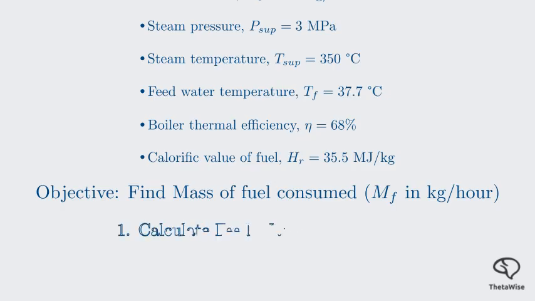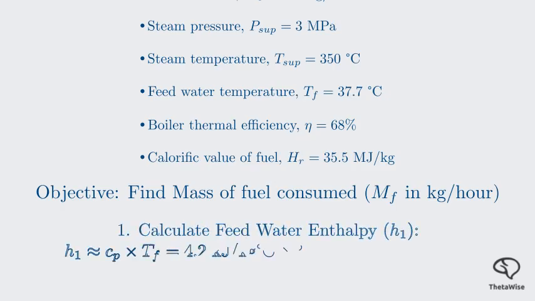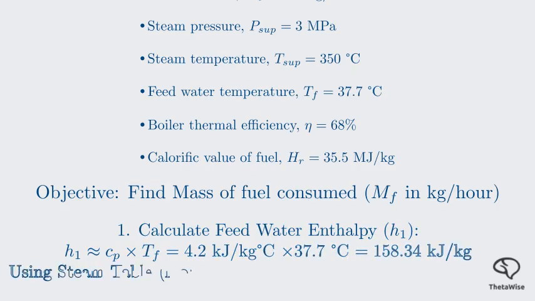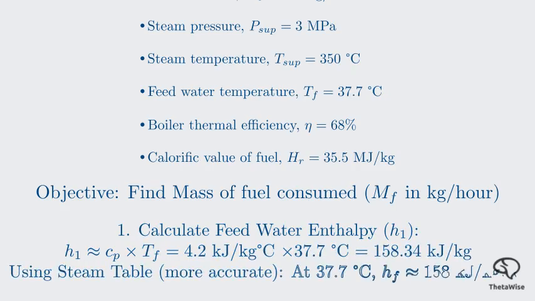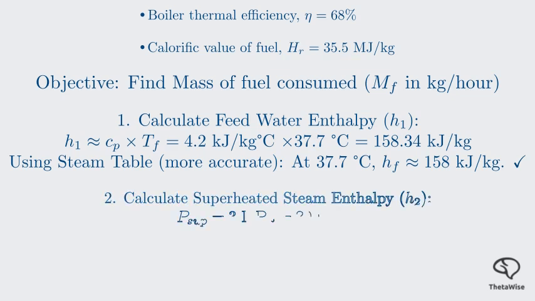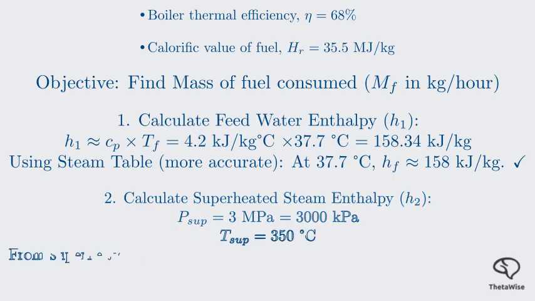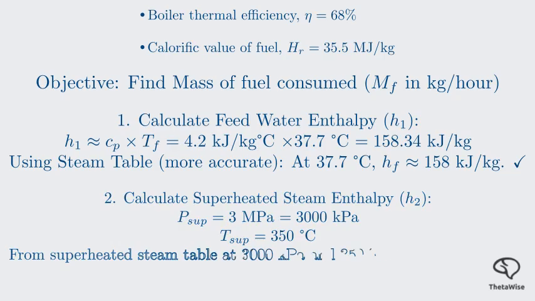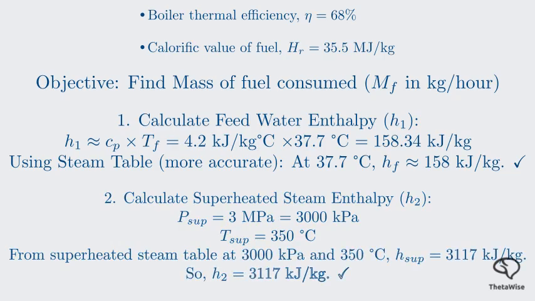The enthalpy of the feed water, h sub f, at 37.7 degrees Celsius is approximately 158 kilojoules per kilogram. This matches the memo. Next, we need the enthalpy of the superheated steam, h2. We have a pressure of 3 megapascals, which is 3,000 kilopascals, and a temperature of 350 degrees Celsius. From a superheated steam table at 3,000 kilopascals and 350 degrees Celsius, the specific enthalpy is 3,117 kilojoules per kilogram. So h2 is 3,117 kilojoules per kilogram.